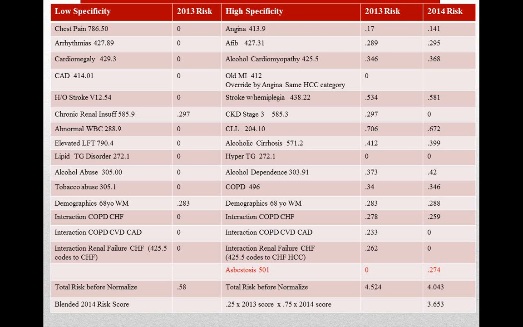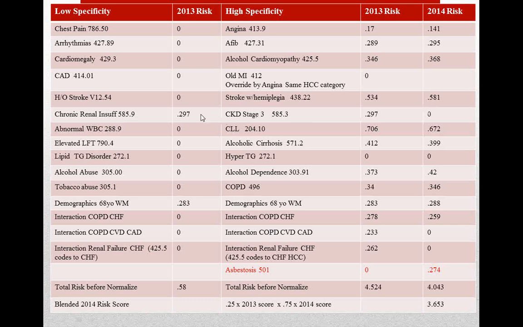The history of stroke, the V12.54, is the appropriate code for people that have had a stroke. Remember, the acute code is only in the hospital, and it should not be used. The stroke with hemiplegia, though, is what this person actually had, so you use the late effect codes, 438, and you will get risk scores for these in both 2013 and 14.